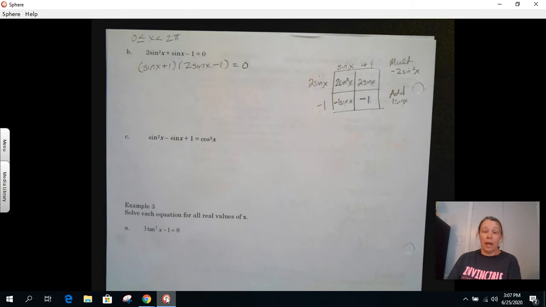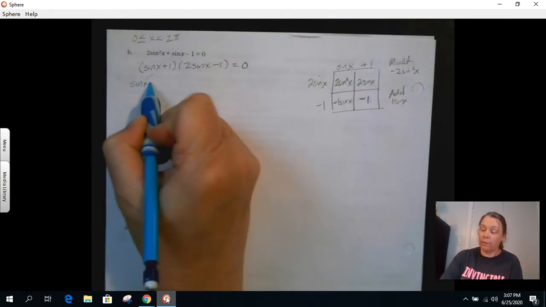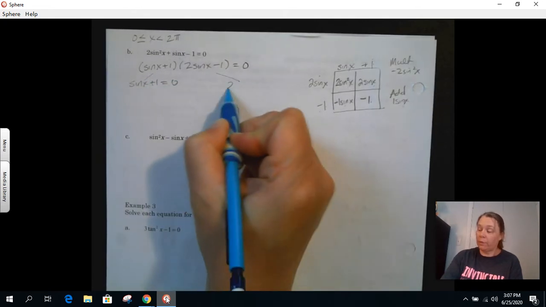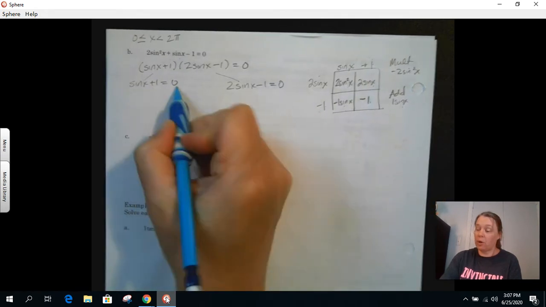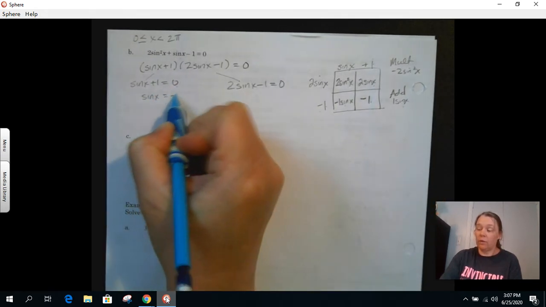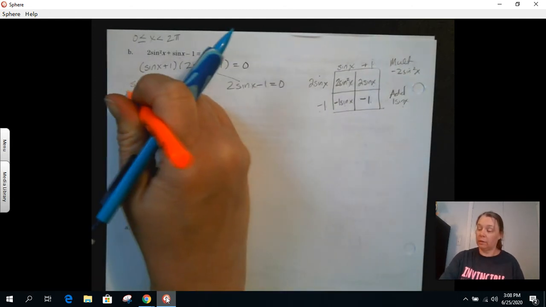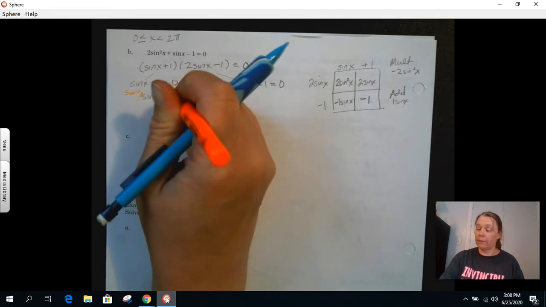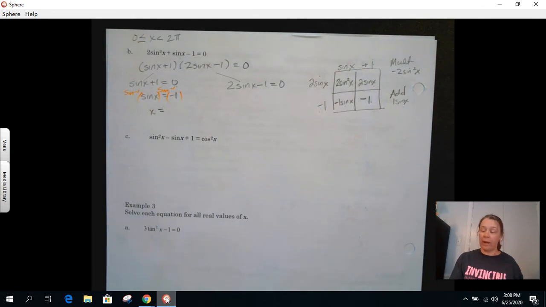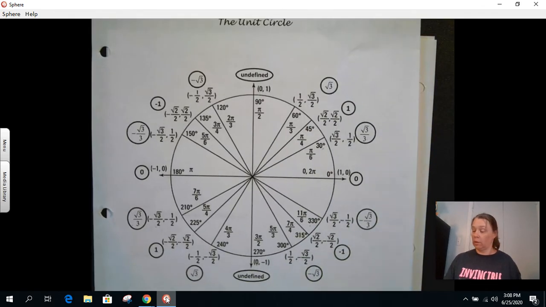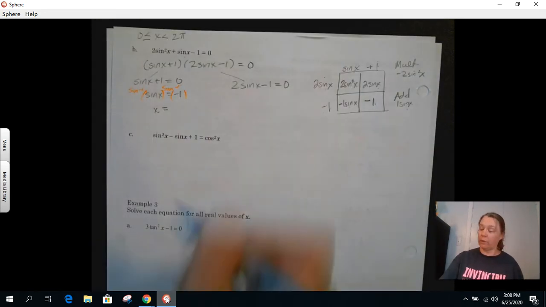Okay, so now once I've done that, I'm going to use the same idea I did in the last one, where I'm going to set my 2 factors equal to 0 and solve. So here I could subtract the 1. So sine of x is -1. And then I'm going to take the inverse sine of both sides. And I'm going to look on my unit circle at what angle has a y value of -1. Here, and I want my answer in radians. So 3 pi over 2.